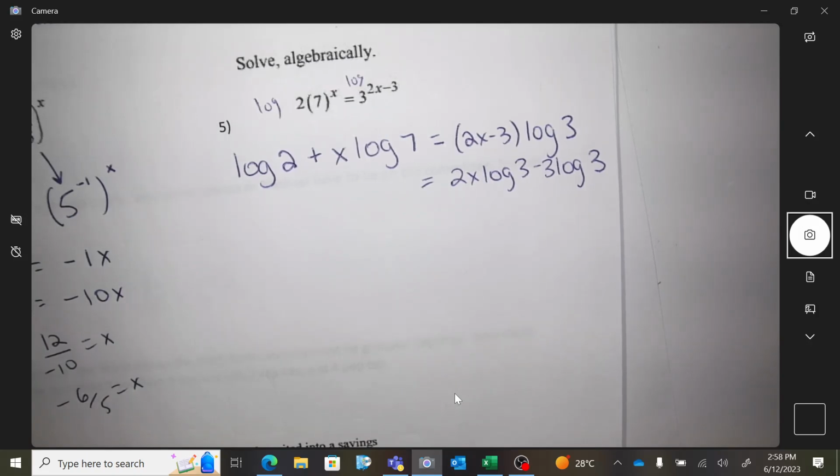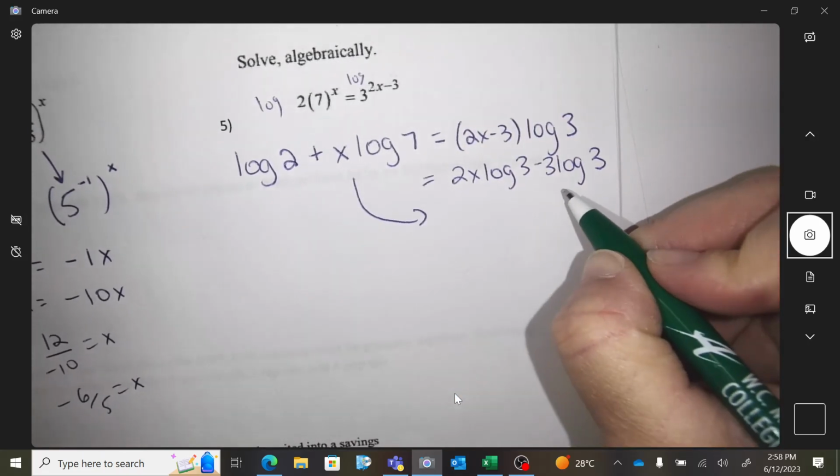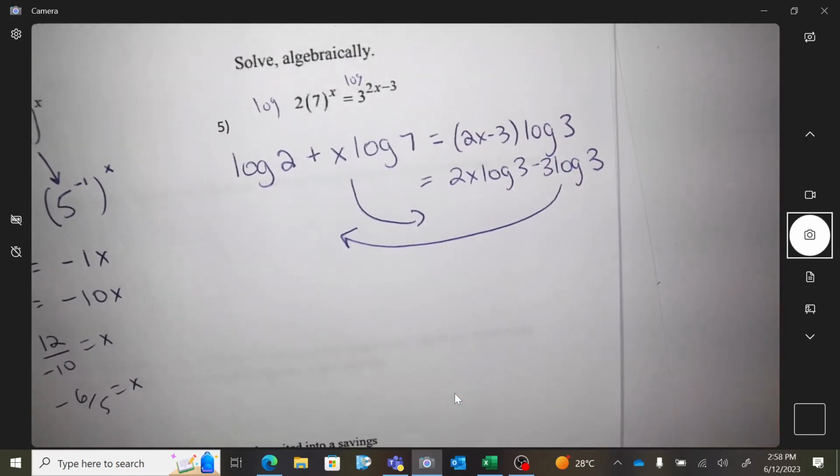Okay, I'm going to do some rearrangement stuff. Anything with an x in it, we're going one direction. Anything without an x, the other direction. So this, I will probably move there. This, I'm probably moving there.